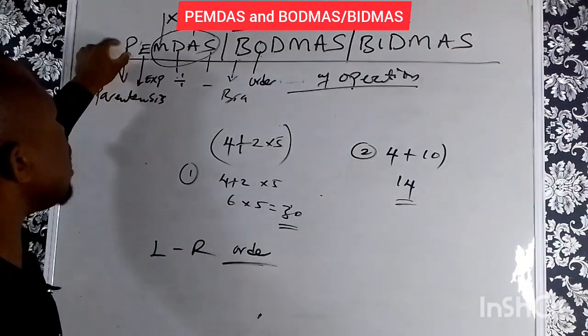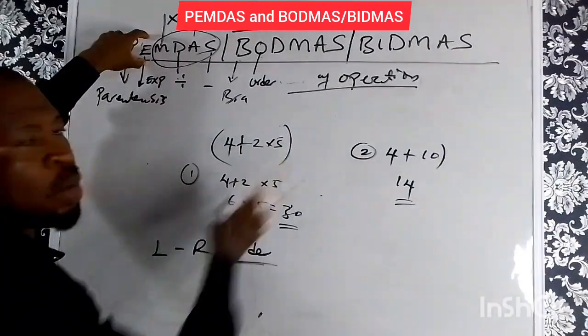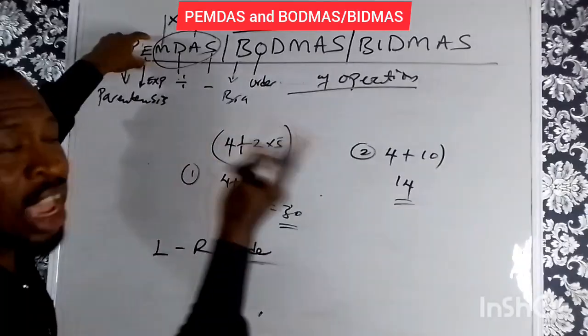Now, they said, well, we have this as a bracket. We look for exponent. There is no exponent here. There is no exponent here. There is no index here.